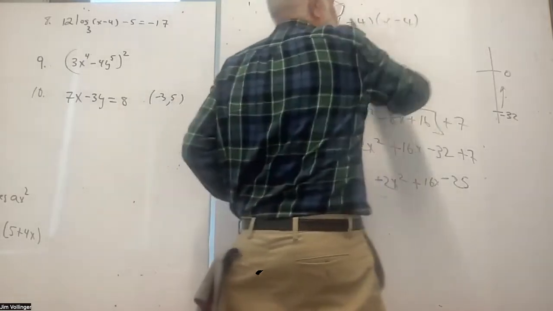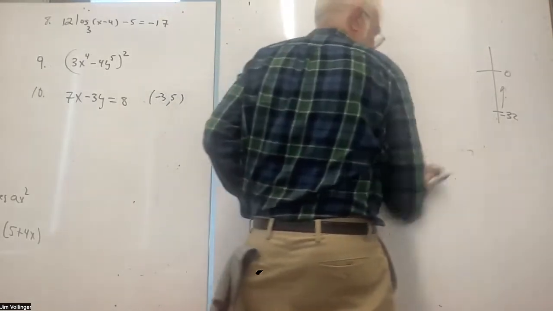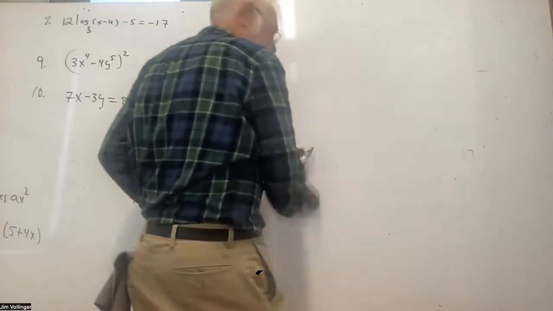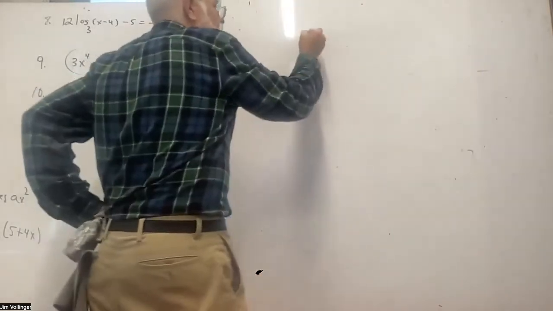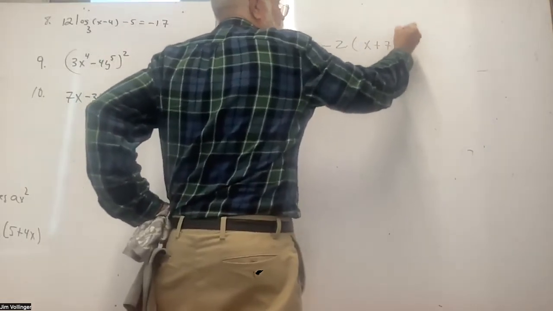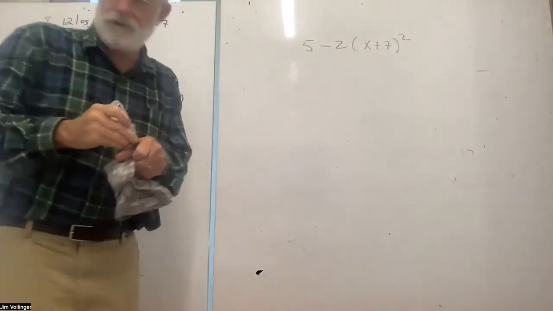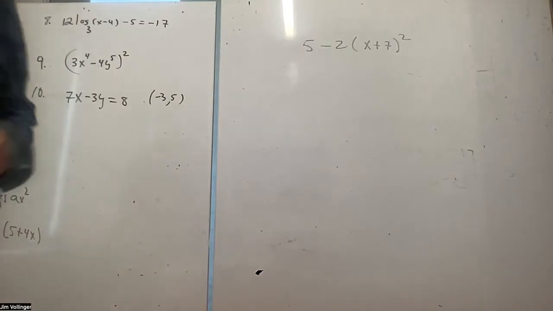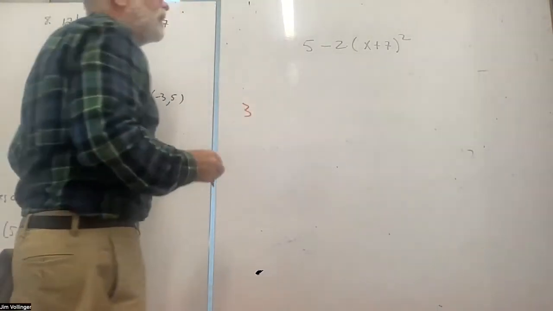We'll try another one. It's going to be on the test on Friday. I'm not hiding anything from you. You want a foundation, you got to do things right. Let's do 5 minus 2 times x plus 7 squared. Hey, I hope I got another marker here. This baby's running out. Cooking with gas. Here we go.